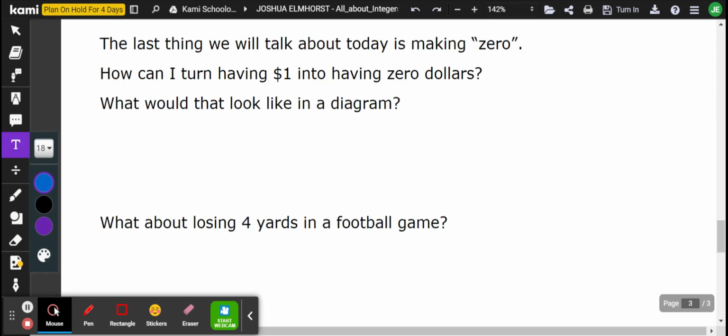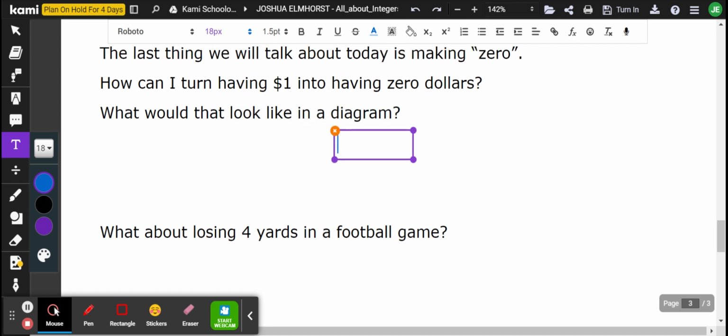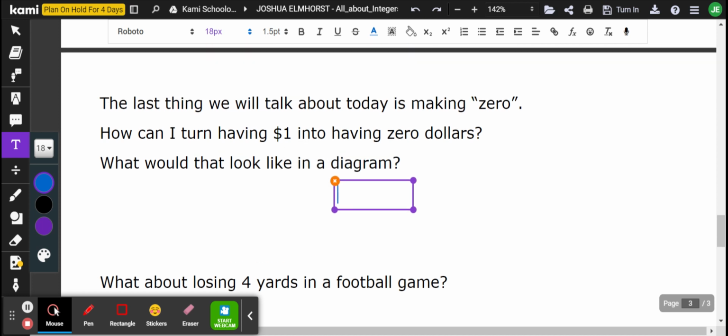So with this idea of opposites of positives and negatives, we are going to look at the last thing for today. The last thing we'll talk about is making zero. How can I turn having $1 into having $0 when we're thinking of positives and negatives? What would that look like in a diagram?